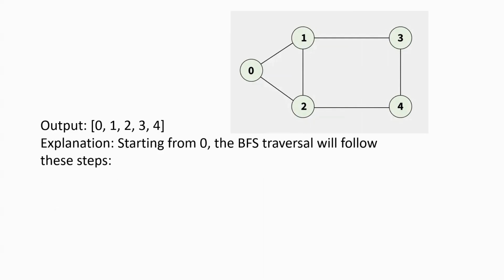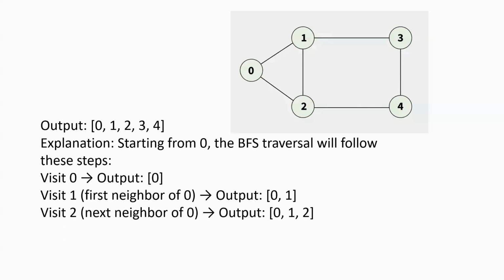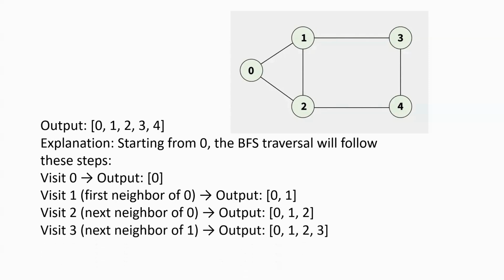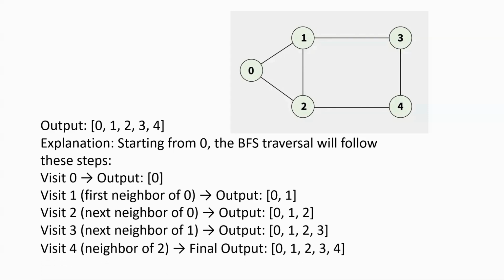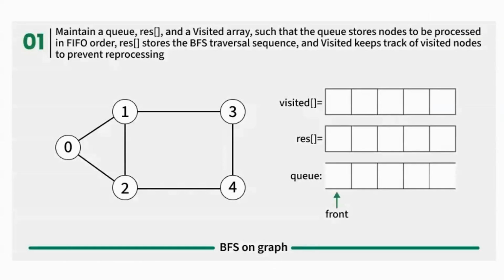We have steps: the starting point is 0, visit 0, output 0, and from there visit 1, whose neighbor must be 0. Visit 2 has the next neighbor 1, 0. Visit 3, next neighbor of 1 is 0, 1, 2, 3, like that. So the final output is 0, 1, 2, 3, 4, and we want to print this output. Here we printed it in a theoretical way.